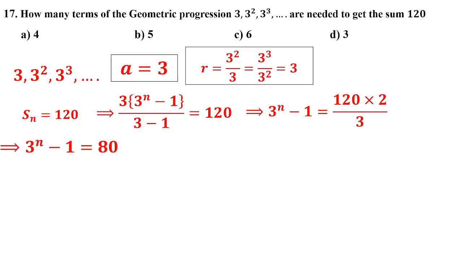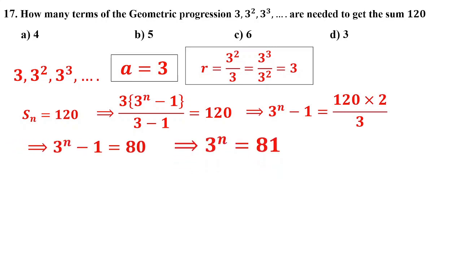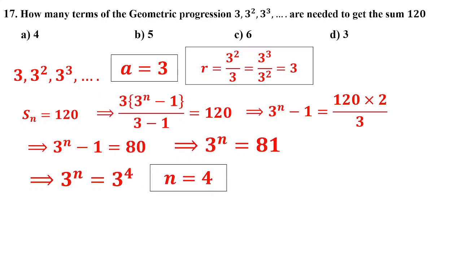I am using that formula. I am getting 3 power n is equal to 81. Therefore, 81 is nothing but 3 power 4. Therefore, n is equal to 4. So 4 terms are needed to get the sum as 120. Therefore, the option is A.